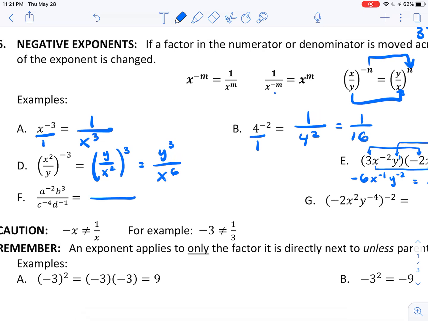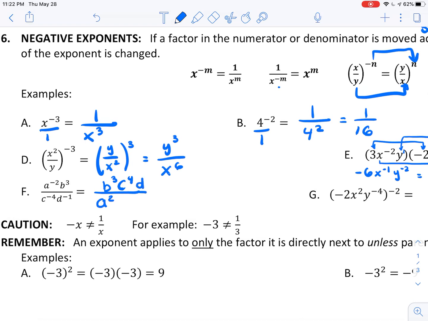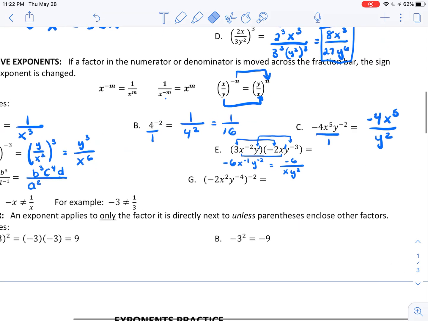So A to the negative 2, that is going to go into my denominator as A squared because I need it to turn positive. B cubed, on the other hand, is going to stay in my numerator because it does not have a negative exponent. C to the negative 4, we have to move to the opposite side of the fraction bar because of the negative exponent. And D to the negative 1, we're going to move to the opposite side of my fraction bar with a positive exponent. Making my final answer, B cubed over A squared C to the 4th D.